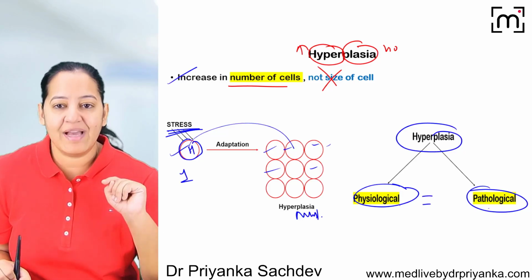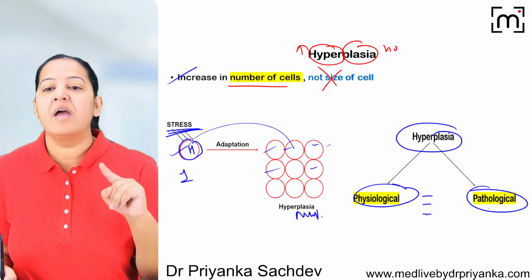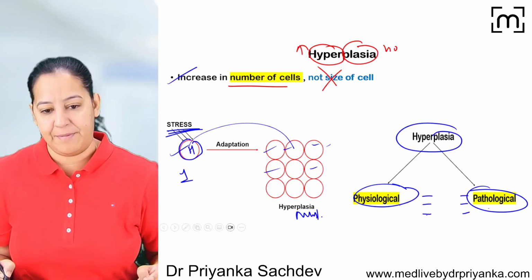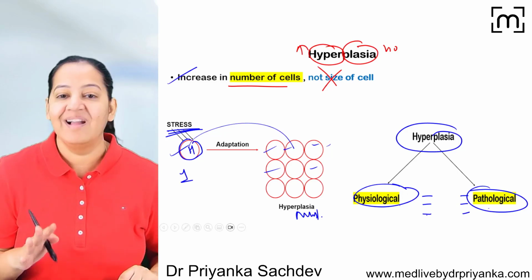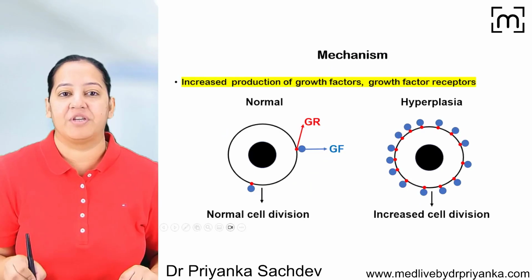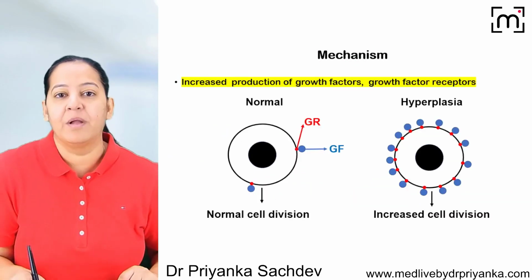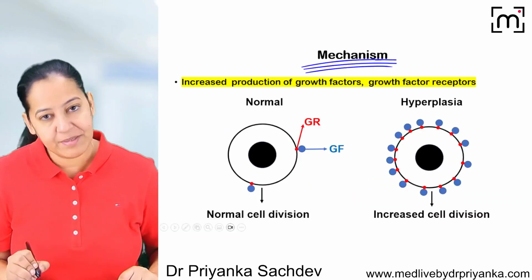So tell me 3 examples of physiological hyperplasia and 3 examples of pathological hyperplasia. So you have to learn the 3 examples of each of them. You have to understand. Let's start with physiological hyperplasia. Okay, before that, let me tell you the mechanism. What is the mechanism of hyperplasia? What is the mechanism?